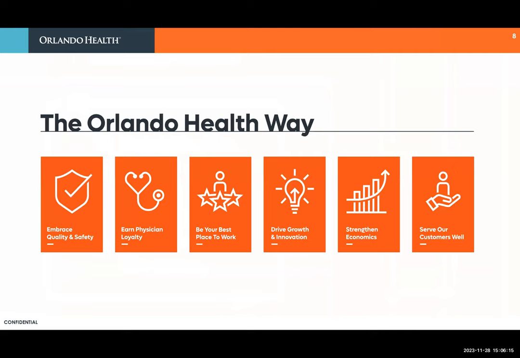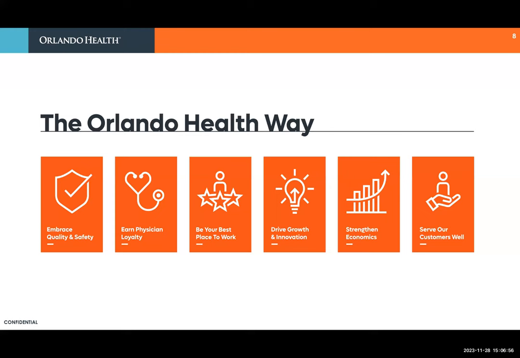Next slide. One way that we live out this mission is through our strategic imperatives that we've coined the Orlando Health Way. So we care for and about our patients and communities, and we focus on providing the best quality care in the safest possible environment for our patients. We work collaboratively with our physician partners to earn their loyalty while treating our team members with care and respect. We really want Orlando Health to be the best place to work. We drive growth and innovation to ensure that our customers have easy access to the latest treatments and services available. And then we strengthen our economics so that we can continue to provide those services and serve all the needs of our community. And lastly, we achieve our mission by providing the best possible experience for customers, which are their patients and their loved ones.